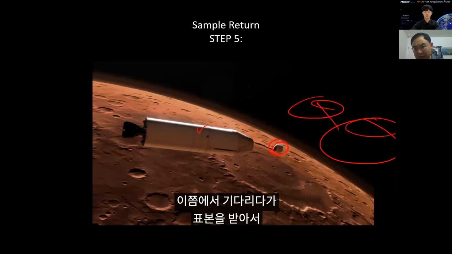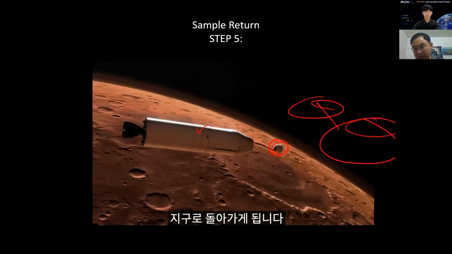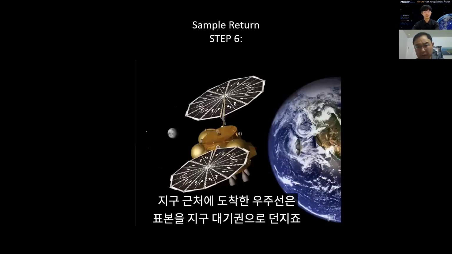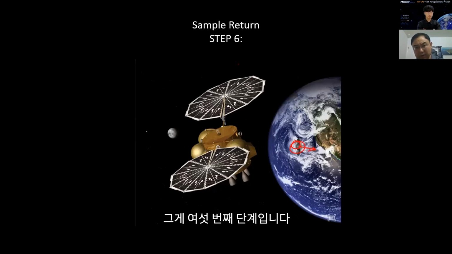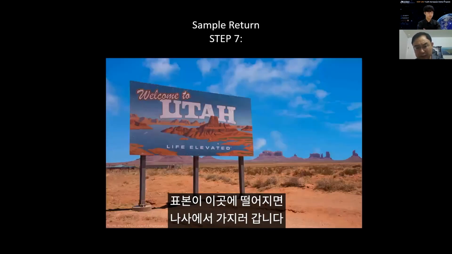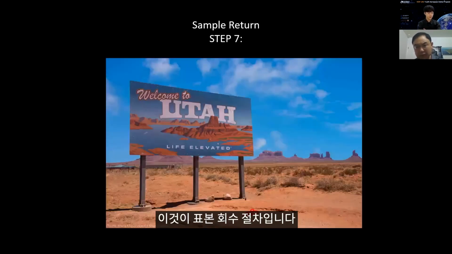And it'll catch it and head to Earth. Here we go. Then once it gets there, it'll throw the sample back into Earth's atmosphere. That's step six. And it's going to land here, and then we're going to pick it up. So this is the plan.